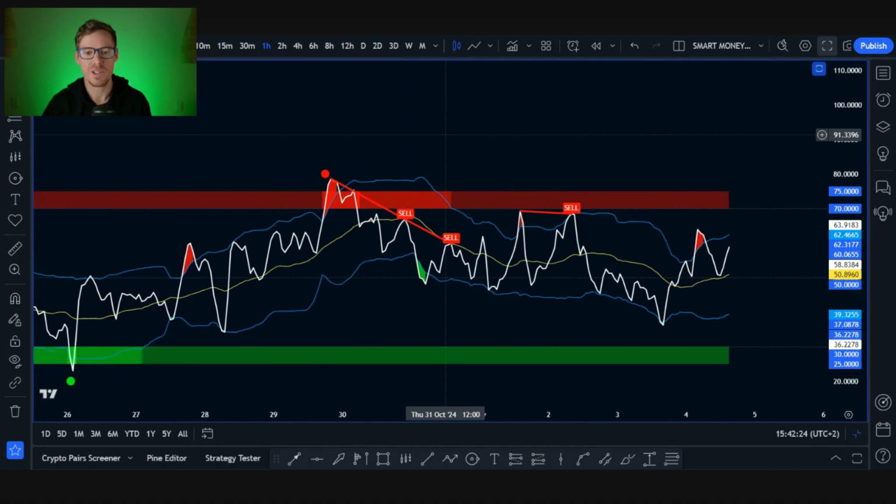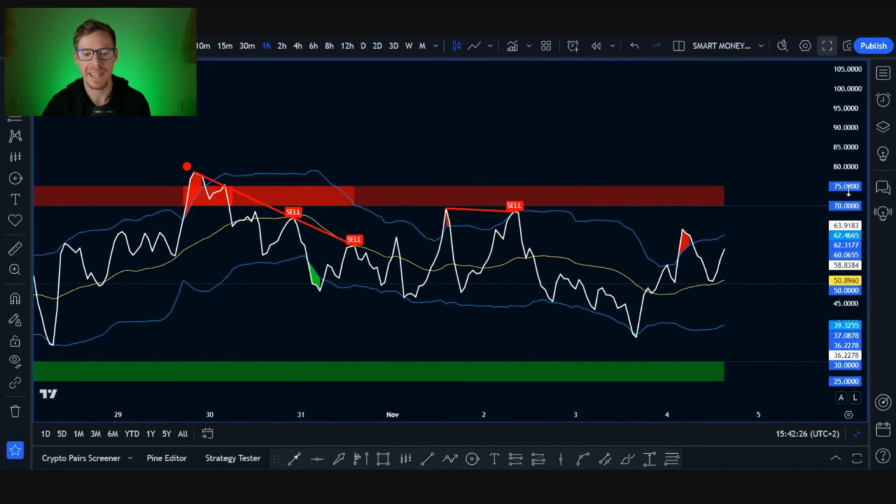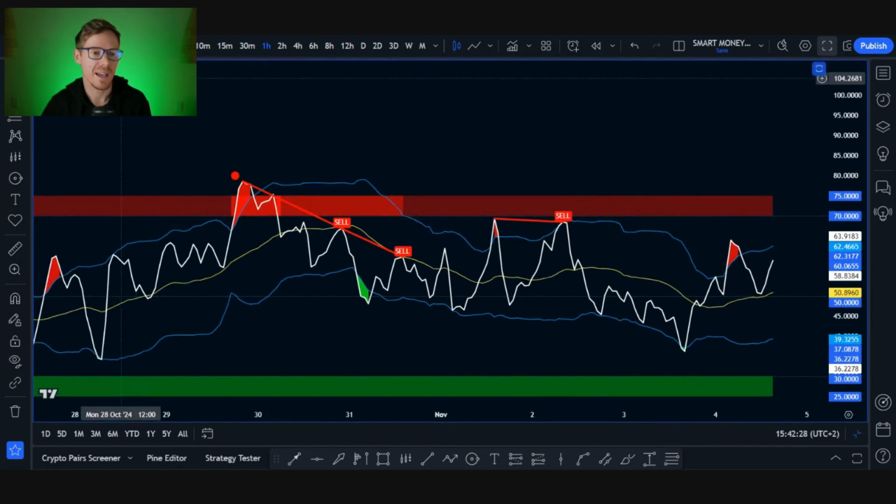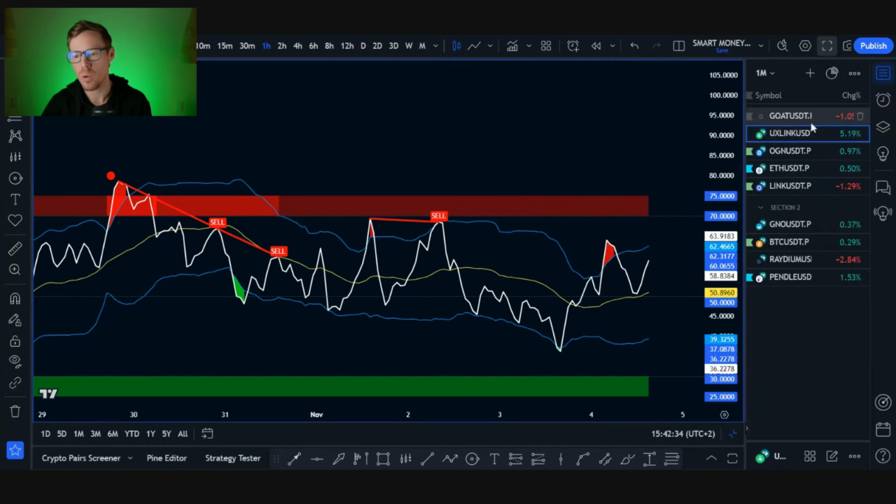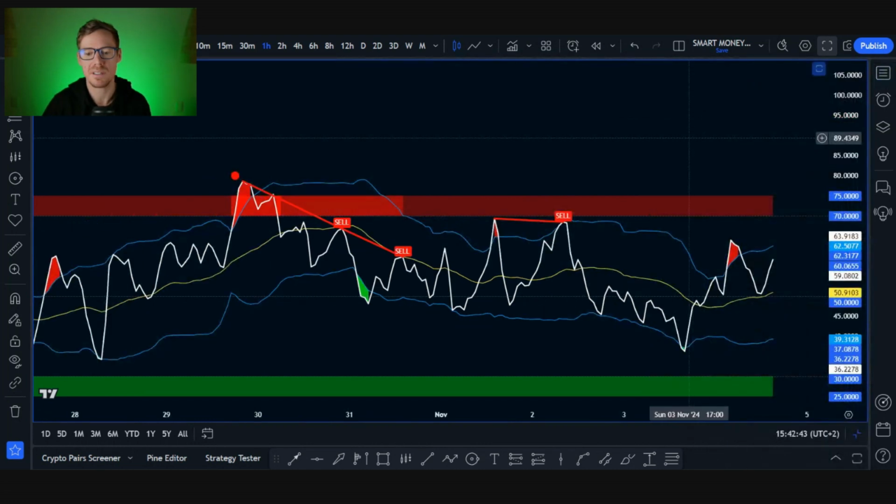So if you open the charts here, you can pretty much open any token that you want. Over here, I'm looking at UX Link USDT. It is a new coin, but it's also making some very good moves in the market. And I'm just going to be using it as an example. You could use Bitcoin or any token that you wanted.